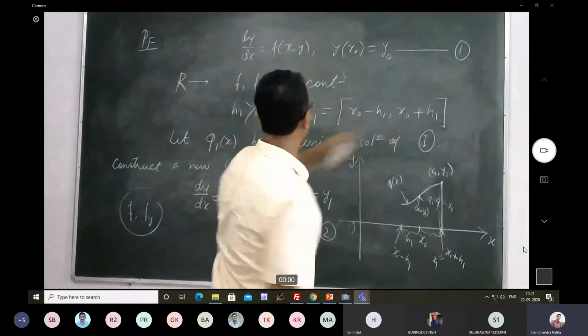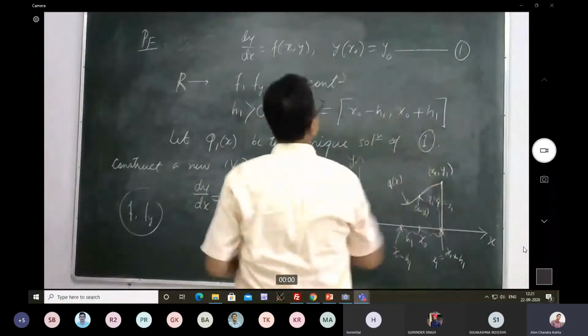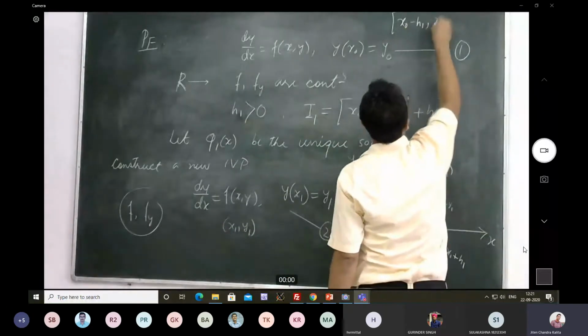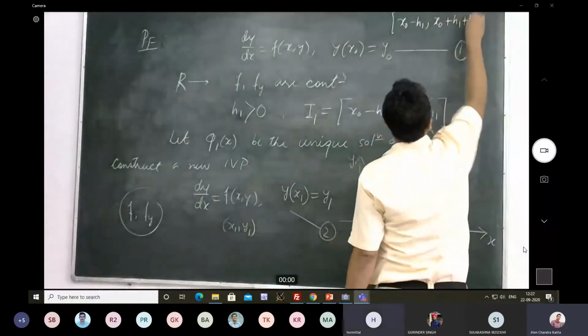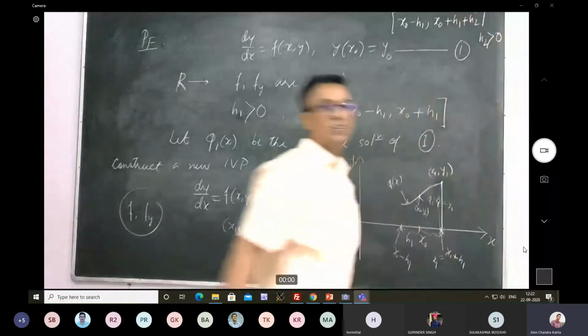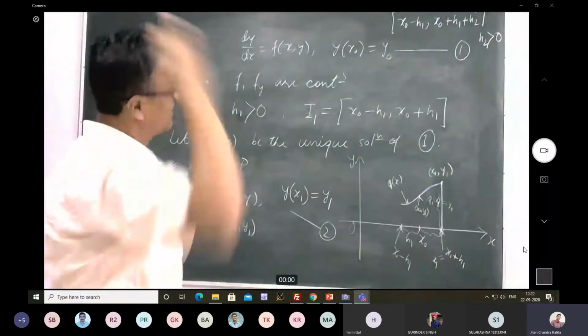Then I have to prove that I can extend the solution in this interval to the interval given by something like x0 plus h1 plus h2, where h2 is strictly greater than 0. Okay, so that is what we are doing.